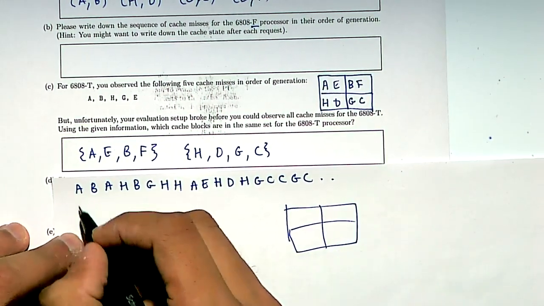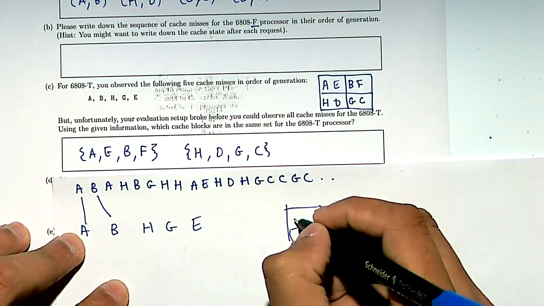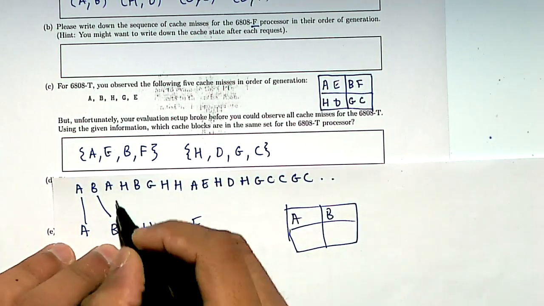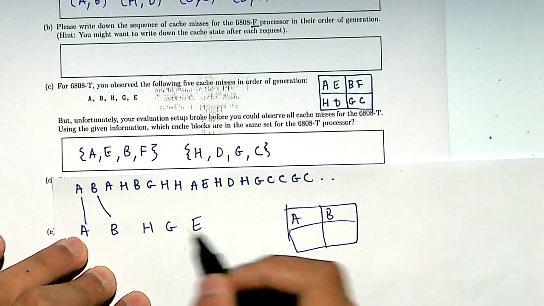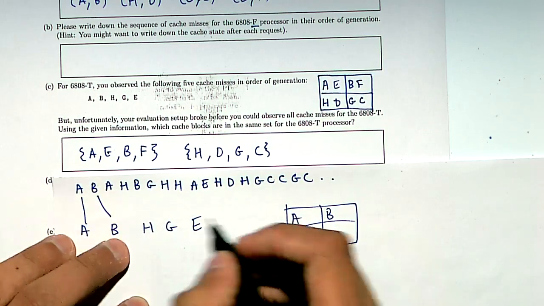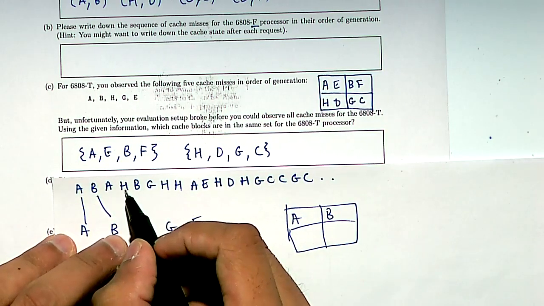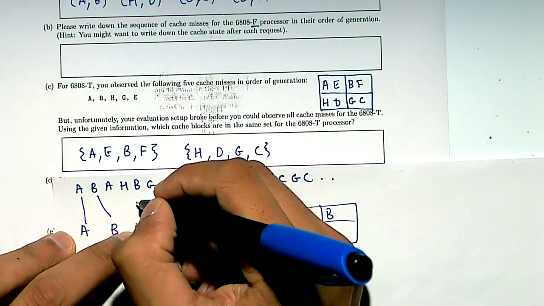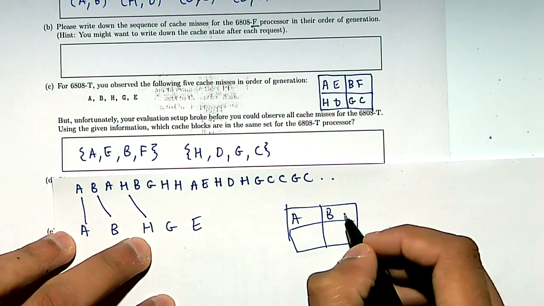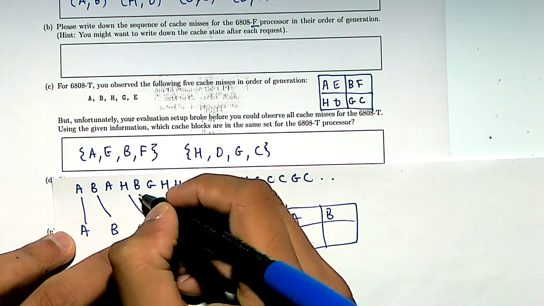So we bring in A, which is a miss. We bring in B, which is a miss, and we know those go here. Then A is a hit because it's here, and A is now the LRU, right? So we've got to keep track of that. Then H comes in, and H generates a miss. So H gets brought in, but we're not exactly sure what H gets brought into.